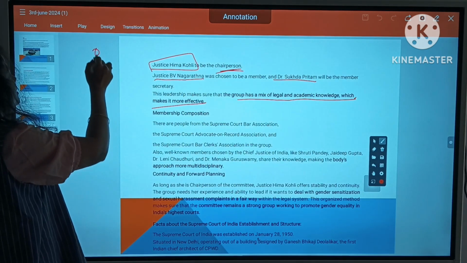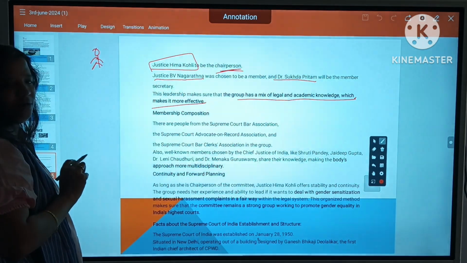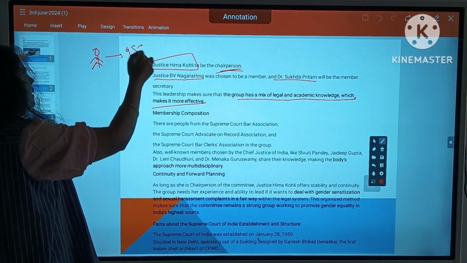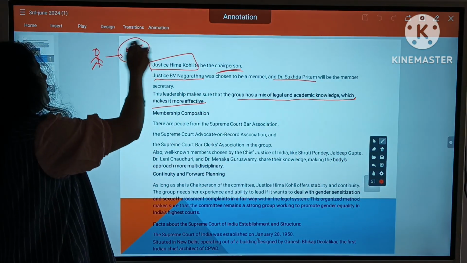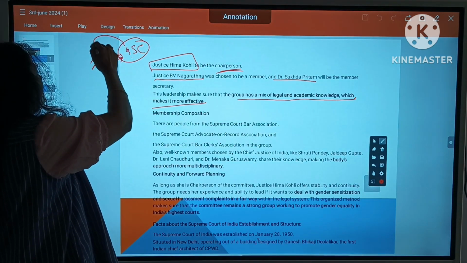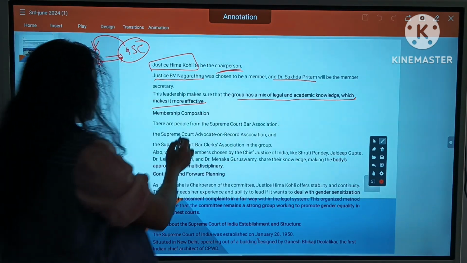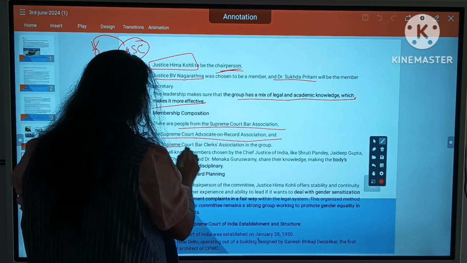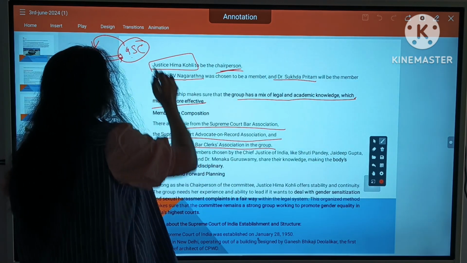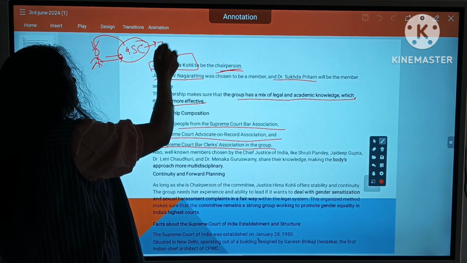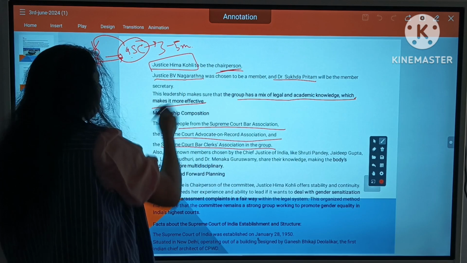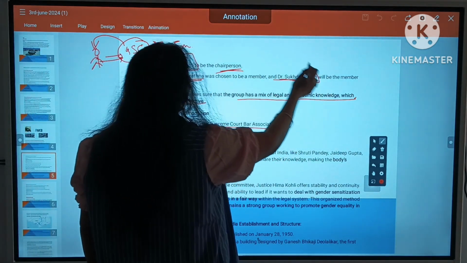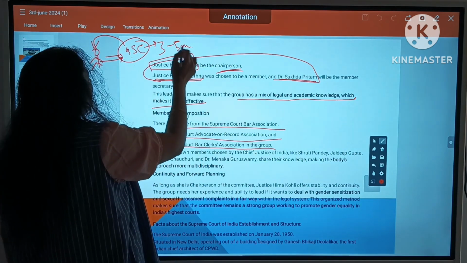Suppose a woman is facing harassment within the Supreme Court office premises, she can directly go to the gender sensitization committee. There she can report the issues, and they will be solved within some time. There are people from the Supreme Court Bar Association, Supreme Court Advocates on Record Association, and Supreme Court Bar Clerks Association. It is not just a 3-member or 5-member committee; it has many people in it. You can observe here: Justice B.V. Nagaratna, Justice Sukanda Preetham and Hima Kohli are the 3 main people.